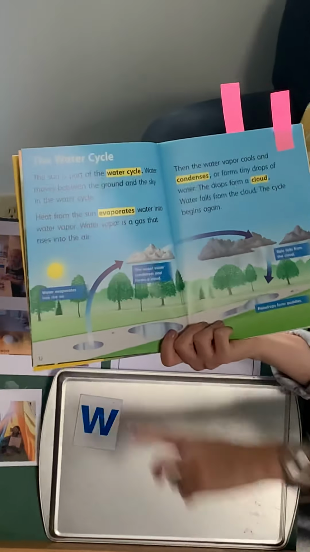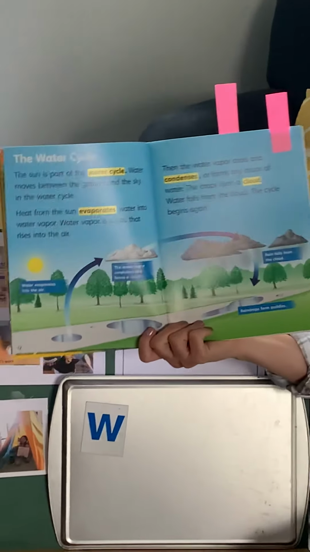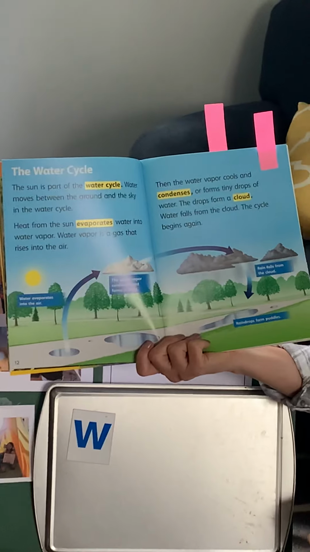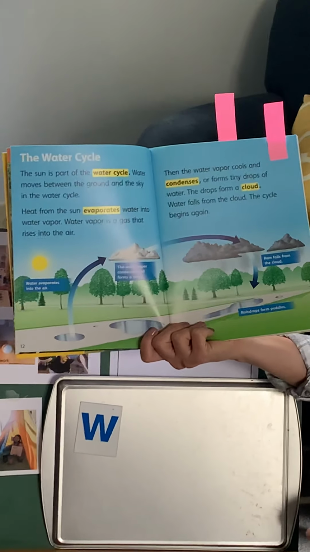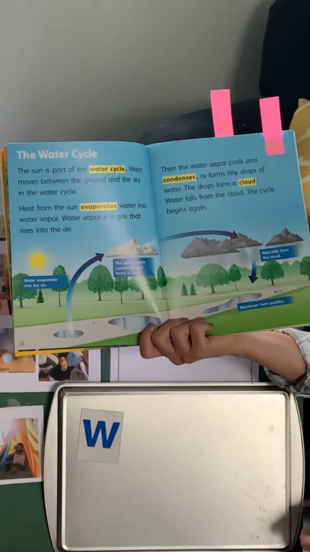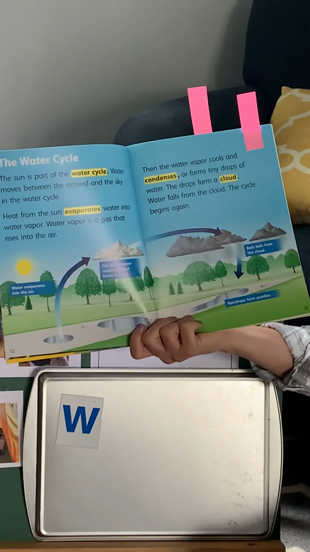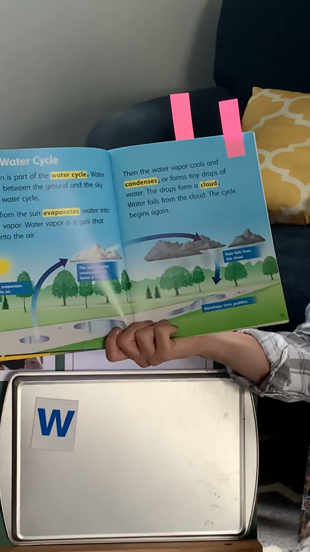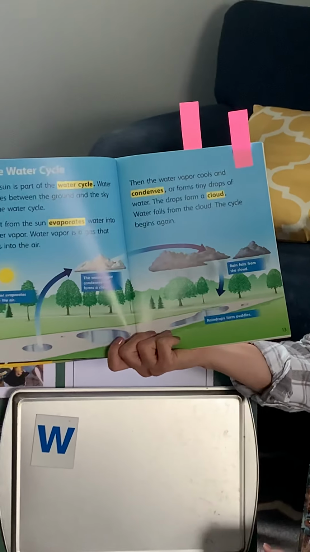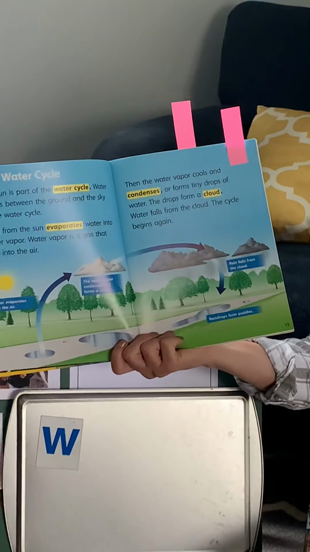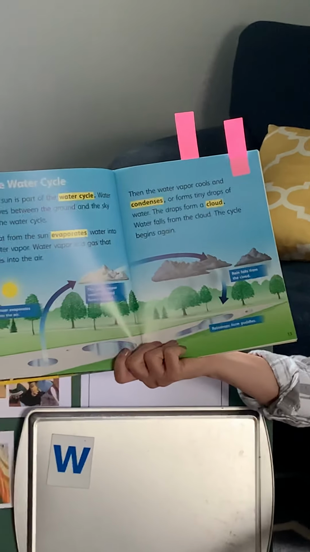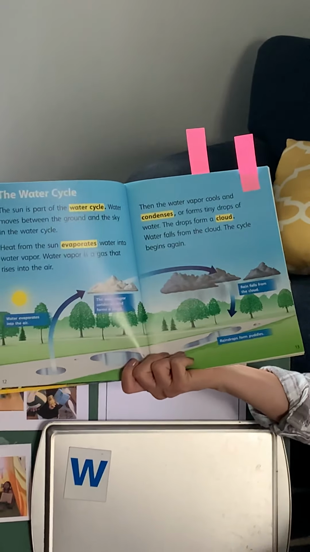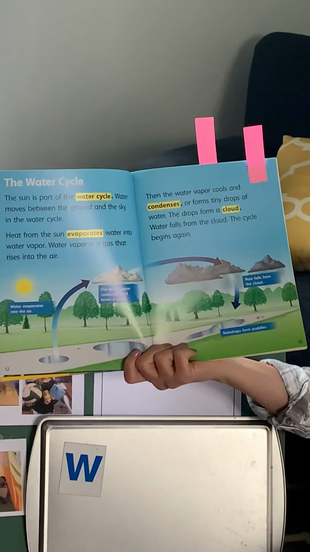The first thing I notice is some labeling down here. Definitely lets me know it's nonfiction. The water cycle. The sun is part of the water cycle. Water moves between the ground and the sky in the water cycle. Heat from the sun evaporates the water into water vapor. Can't really see that. Water vapor is a gas that rises into the air. We know there's solids, we know there's liquids, and there's also gases. And water vapor is a gas. Then the water vapor cools and condenses and forms tiny drops of water. This forms a cloud. Water falls from the cloud and the cycle begins again.